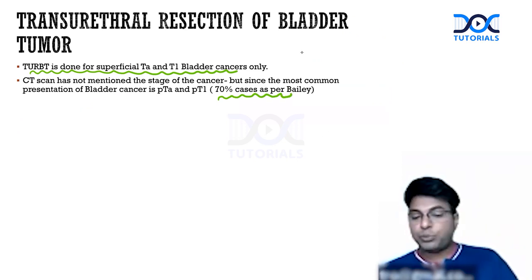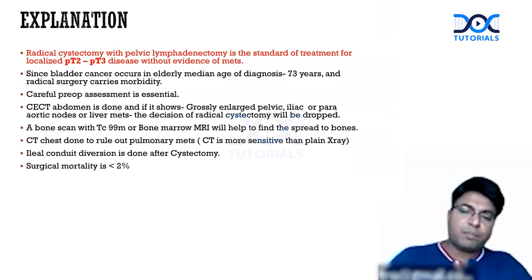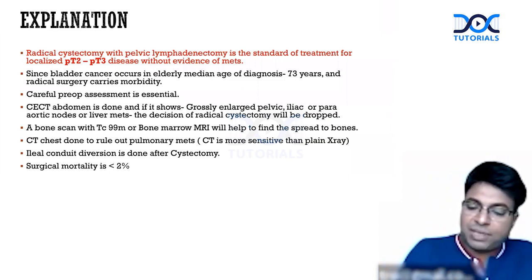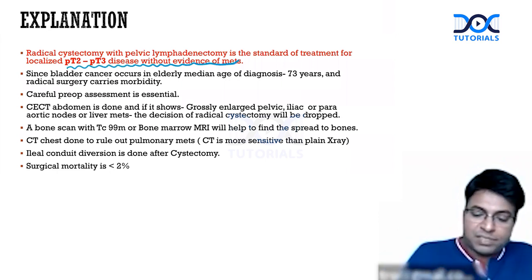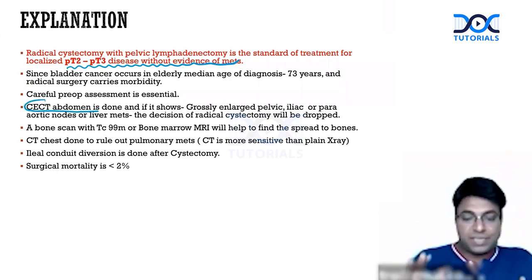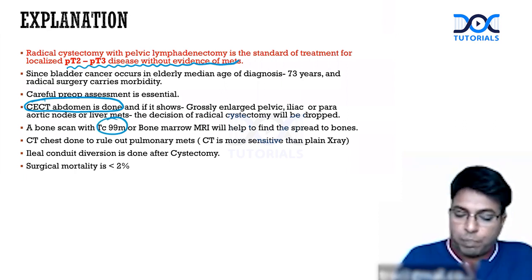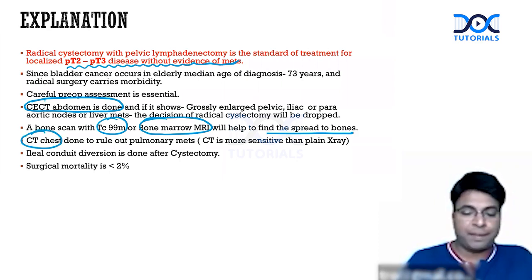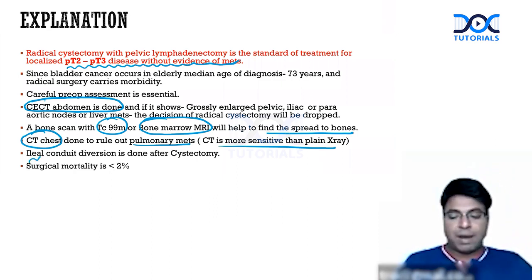Okay, I'll tell you this question is again an incomplete question. This chapter on bladder cancer is excellently explained in Bailey and Love. Radical cystectomy with pelvic lymphadenectomy is the gold standard for T2, T3 cases without evidence of metastasis. CT abdomen is the investigation of choice to evaluate the nodes and make a decision. Bone scan with technetium-99 and bone marrow MRI will help find out the spread to bones. CT chest is a must to rule out pulmonary metastasis, and is more sensitive than plain X-ray. After cystectomy, the commonly used conduit is ileal conduit, and the surgical mortality is 2%.